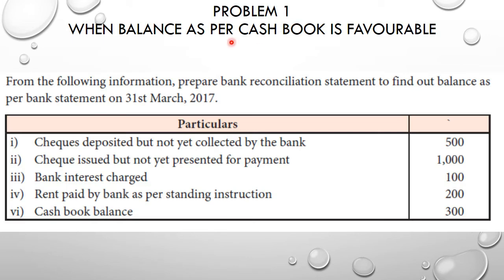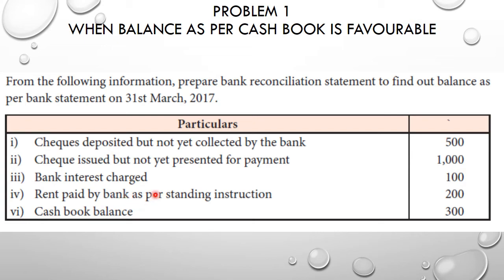Problem number 1. When balance as per cash book is favorable. So we are going to use the format exactly here. From the following information, prepare bank reconciliation statement to find out balance as per bank statement. So particulars are given. Checks deposited but not yet collected by the bank, that is 500. Checks issued but not yet presented for payment, that is 1000.